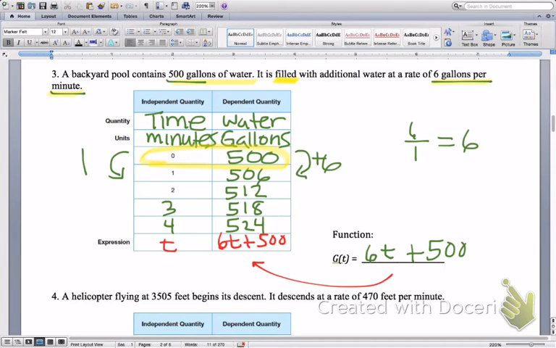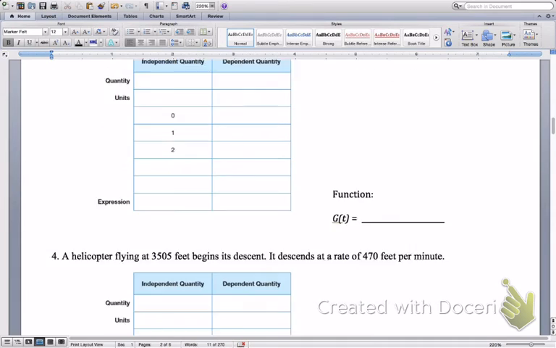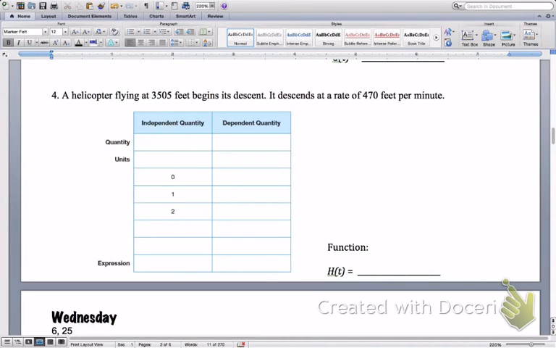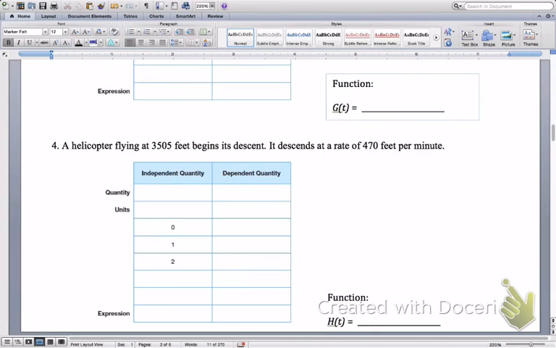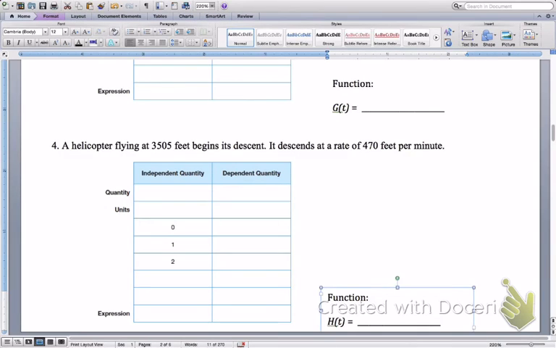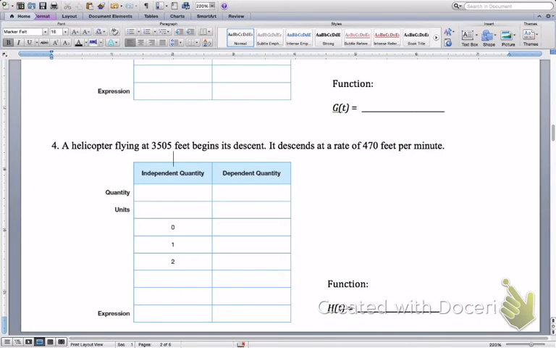And let's go ahead and do our last problem, which is here. Actually, let's move this up a little bit. There we go. Alright, so we have a helicopter flying at 3,505 feet. And it begins its descent. So it's going down. It descends at a rate of 470 feet per minute. So again, this is going down.